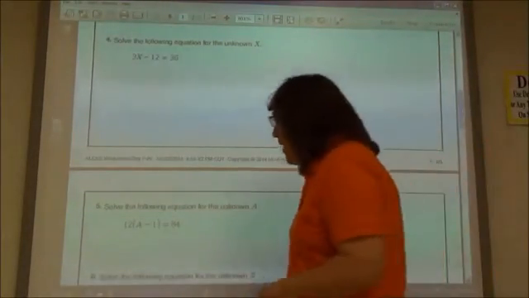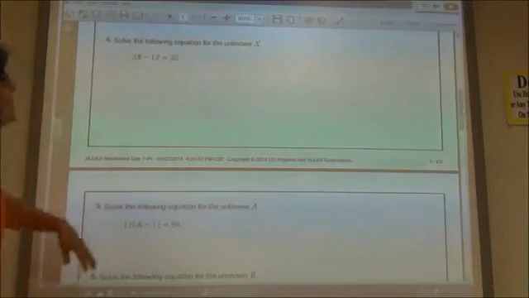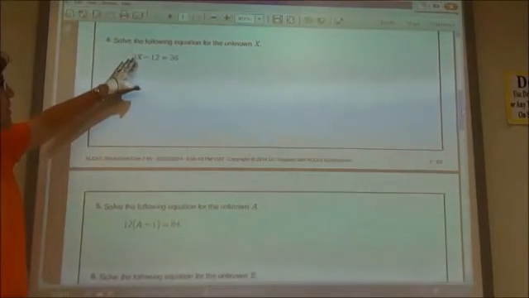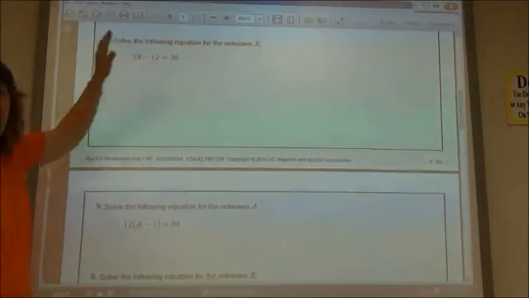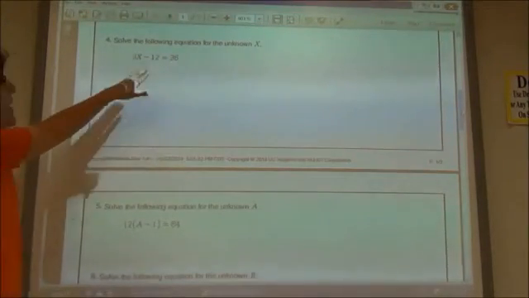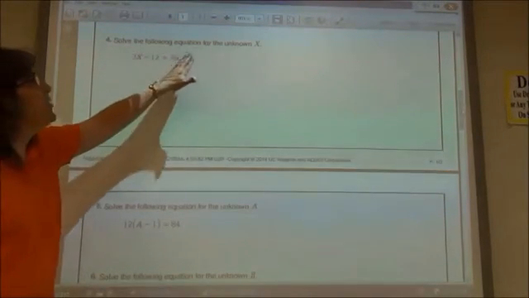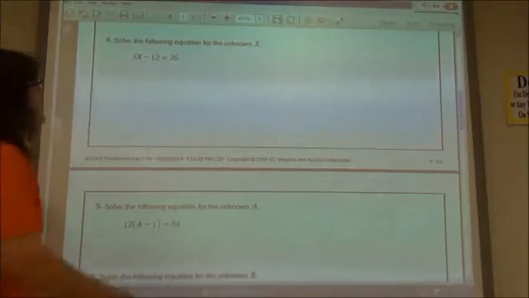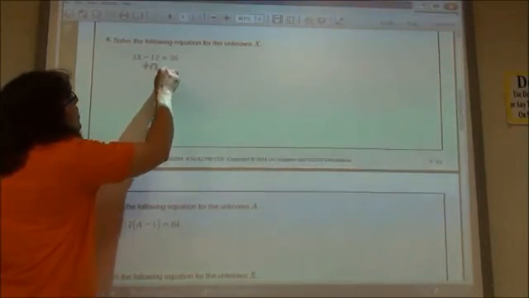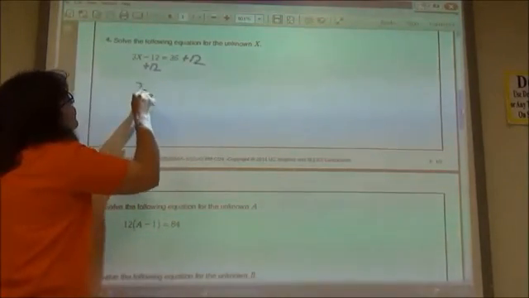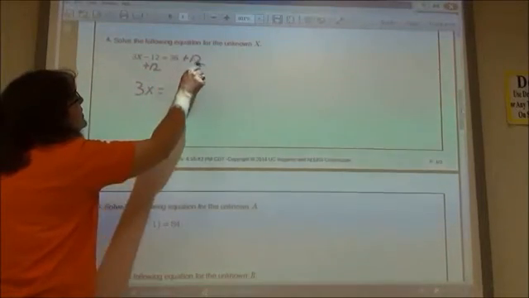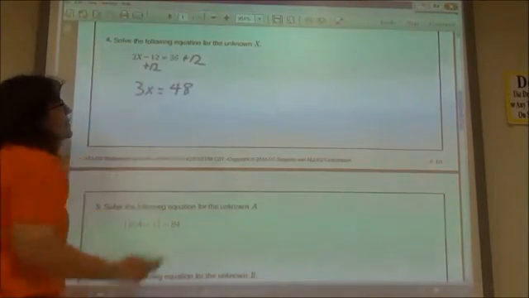If I want to solve this for x, I want to get the x by itself. So the first thing I need to do is move the adding or subtracting over. In this case, we have subtracting. If I want to move that to the other side, we do the opposite of subtracting, which is adding 12. So 3x is going to equal 36 plus 12, which is 48.